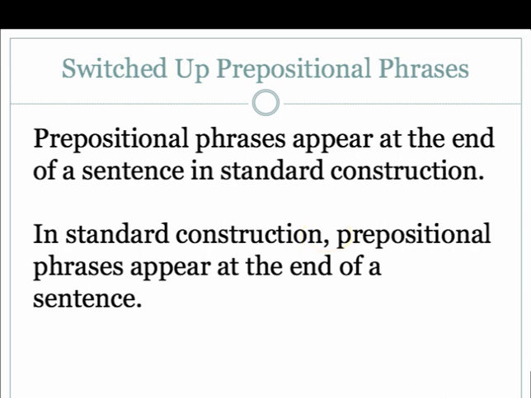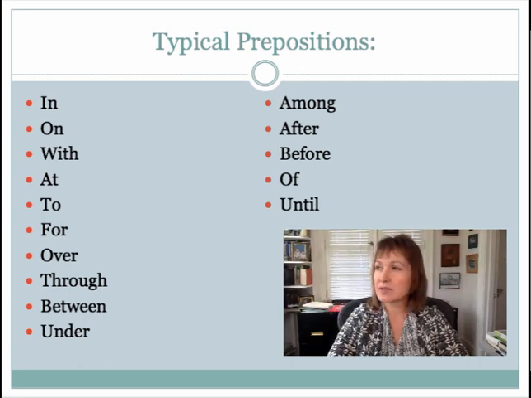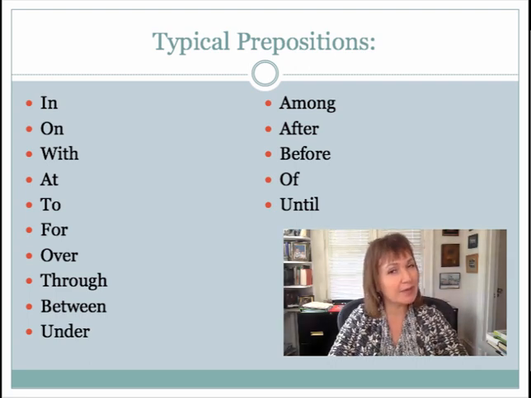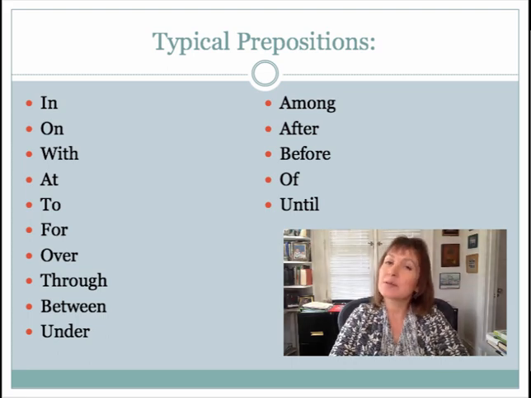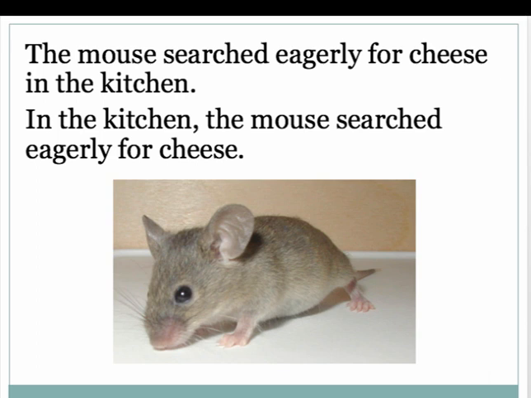Do you actually remember what a preposition is? Here are some typical prepositions. Oftentimes I have told my students that a preposition is anything a mouse can do to a box. It's not a perfect way of thinking about it, but it sometimes helps. If you think that a preposition is something that indicates location. Speaking of mice, let's look at an example. The mouse searched eagerly for cheese in the kitchen. What we've done in the second sentence is taken the prepositional phrase, in the kitchen, and put it at the beginning of the sentence. In the kitchen, comma, the mouse searched eagerly for cheese.